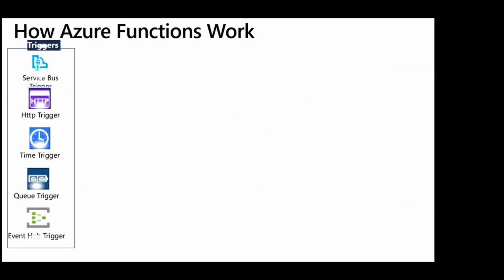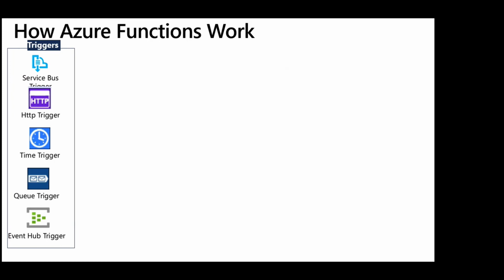So another slide where I want to explain how Azure Function works. For example, you have triggers, right? It could be Service Bus, HTTP trigger. So you want to have a webhook. You can expose your Azure function as a webhook with an HTTP endpoint, and your consumer can trigger that.